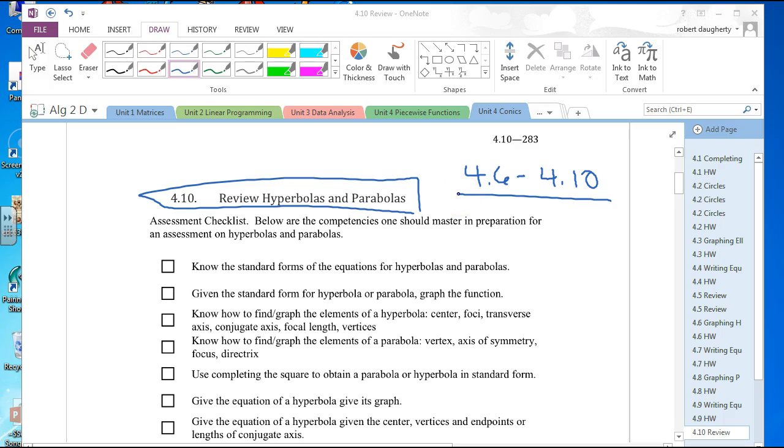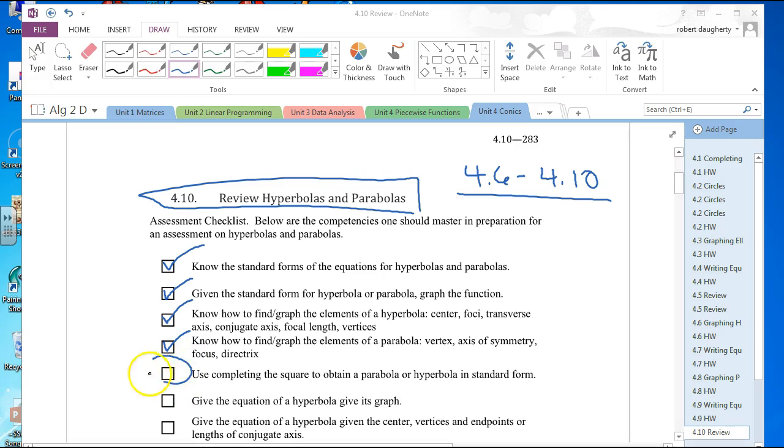Okay. So as always, know the standard forms of the equations. Given the standard form, can you graph a hyperbola or a parabola? Know how to find all the elements. A hyperbola has a center, a focus, transverse axis, conjugate axis, focal length, vertices, foci. Then look at the elements of a parabola: a vertex, axis of symmetry, focus, directrix. You know that parabolas will either open up or down or left or right. They come in two different forms.